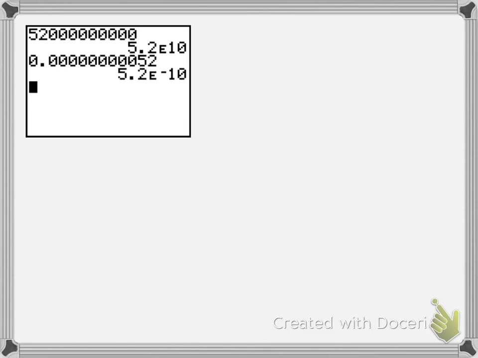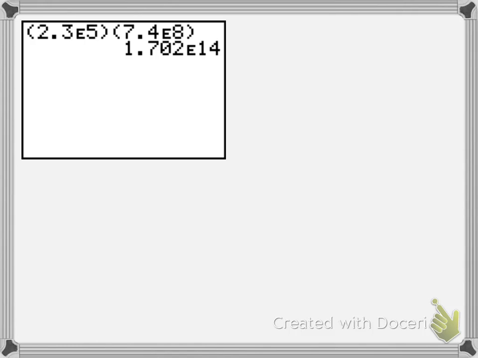So this is what it will look like in your calculator. A lot of times your calculator will put answers into scientific notation, and so you can see the difference between the positive exponent and the negative exponent. The positive one is a big number, the negative one is a really small number. So that's just to show you kind of what you will see in your calculator.